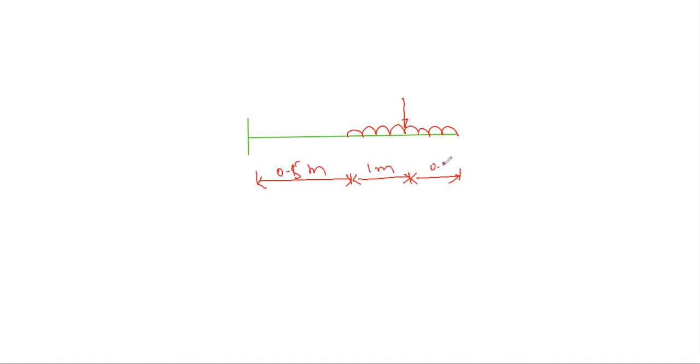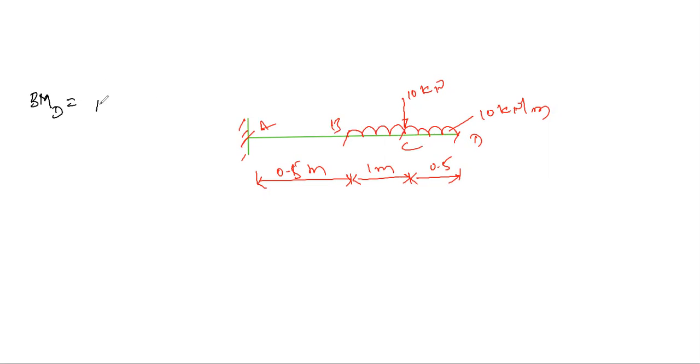This is 0.5 meter. The intensity of load is 10 kilonewton per meter, and here it is 10 kilonewton. And it is fixed here. This is section A, this is B, this is C, this is D. Once we do this, the next thing is we need to calculate the bending moment. Now we need to calculate the bending moment at point D. As we know, bending moment is nothing but the force into the perpendicular distance.